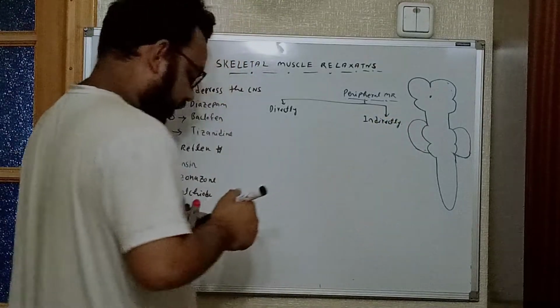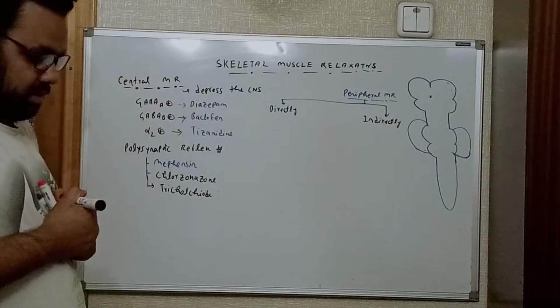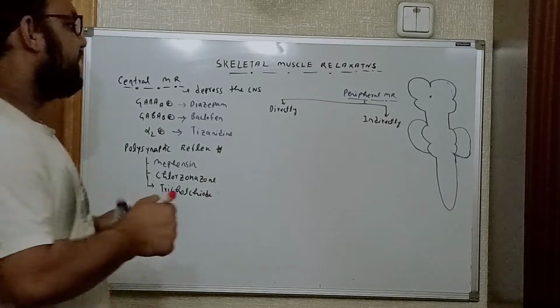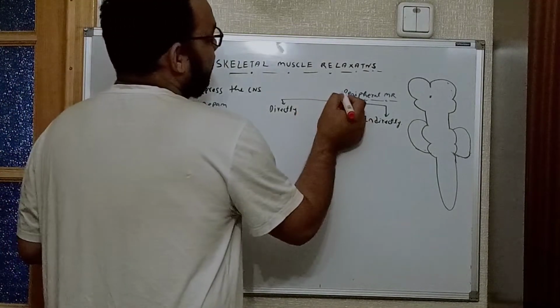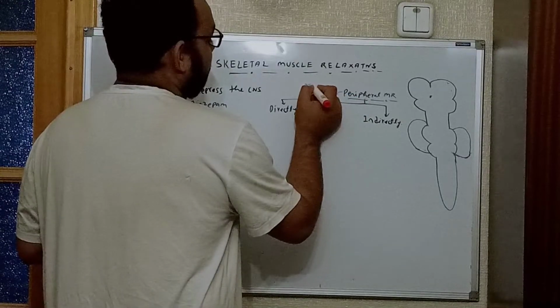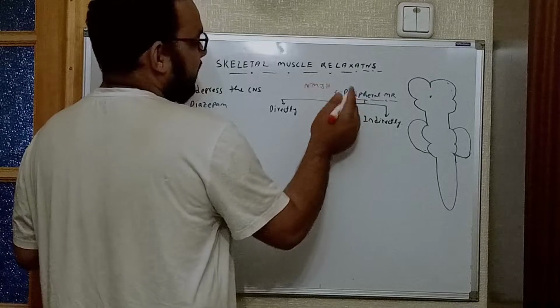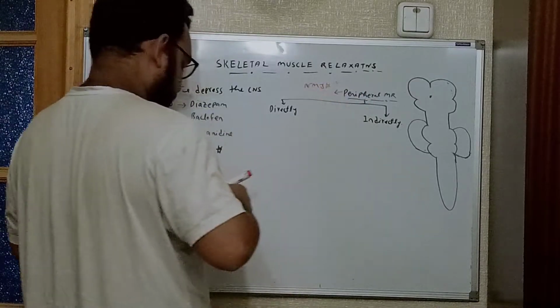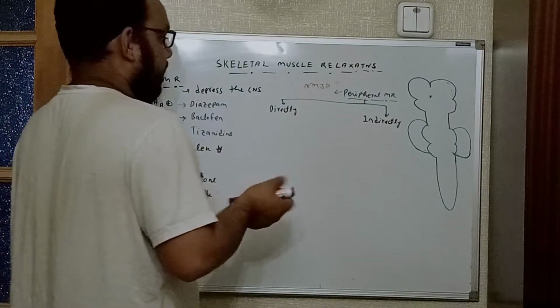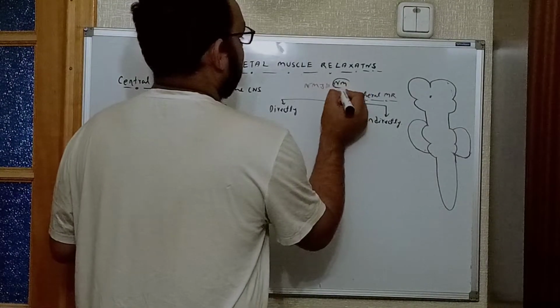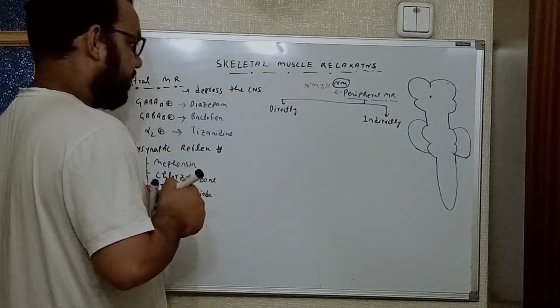Now if you talk about the drugs that act directly, in these cases they will just inhibit the neuromuscular junction. So the neuromuscular junction will be blocked, and they will act on the NM receptors. Let me write it over NM receptors. In these cases we will see just about the drugs.